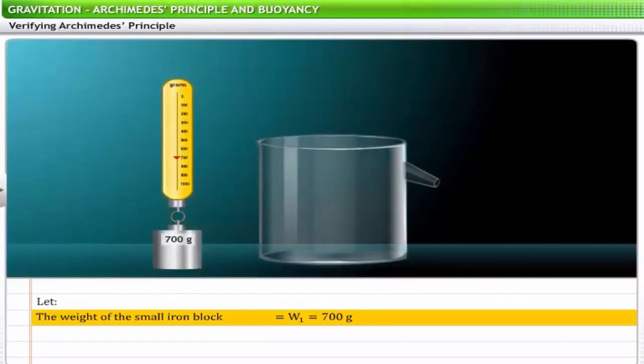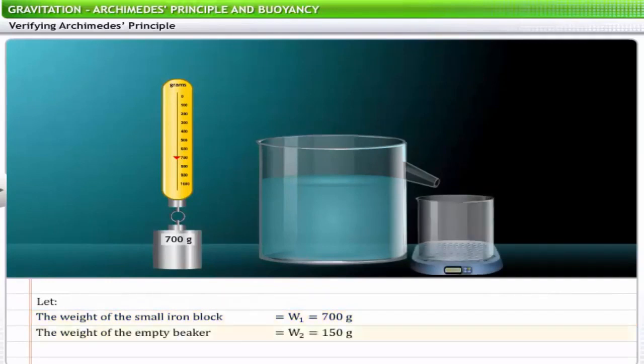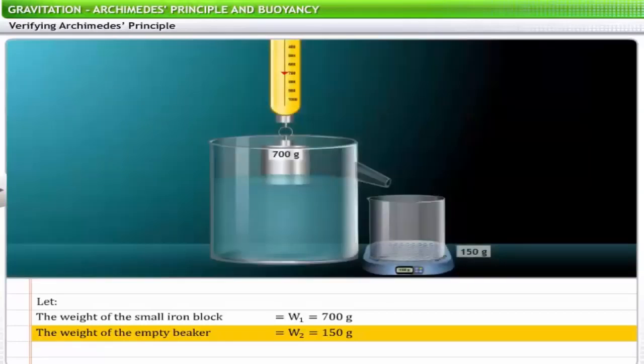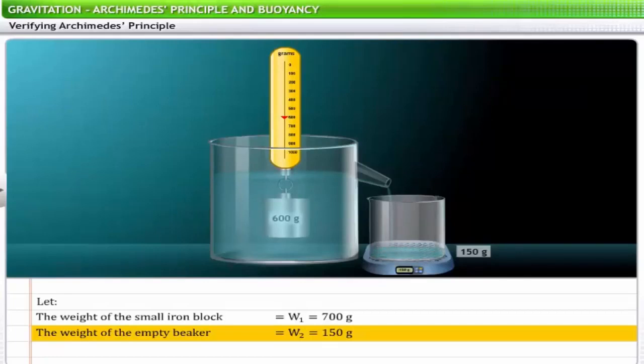Take an overflow jar and fill it with water until it is on the verge of overflowing. Under the spout of the overflow jar, place an empty beaker that weighs W2, say 150 grams. Gently lower the iron block suspended from the spring balance into the overflow jar, till the block is completely immersed in water. The water overflows into the empty beaker placed under the spout of the overflow jar.